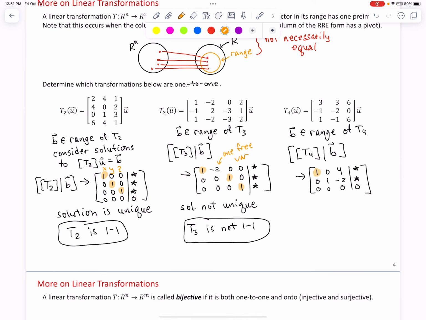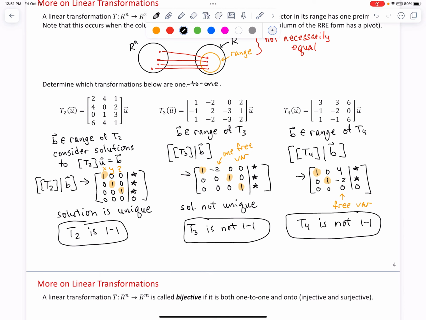But notice that we only have pivot positions in the first and second columns, so we do have a free variable again. And that free variable suggests that we have infinitely many solutions, which means that the vector b, whatever it is, has infinitely many pre-images. So we do not have a 1-to-1 function here.